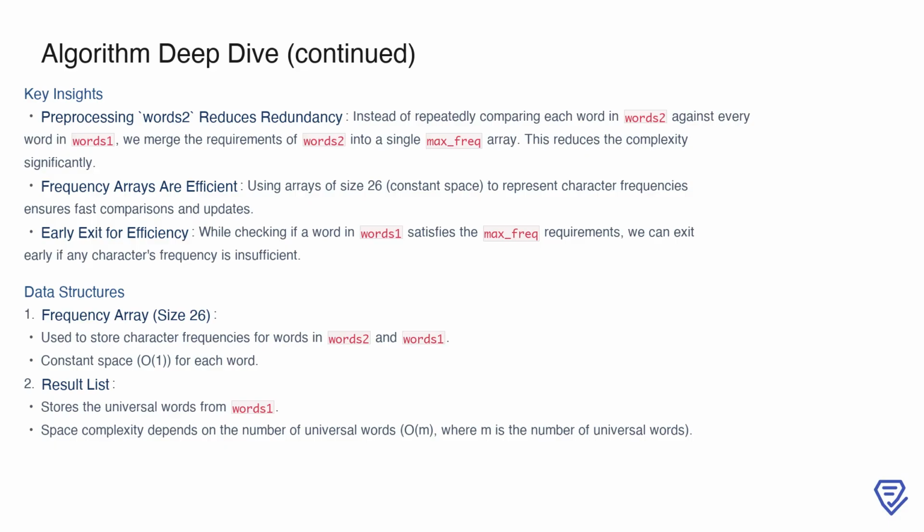The use of frequency arrays is particularly efficient here. By leveraging an array of size 26 to represent character frequencies, we ensure that operations like comparisons and updates are performed in constant time for each character.